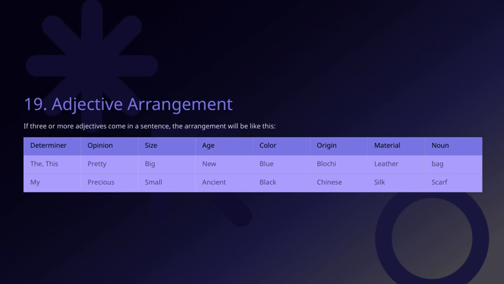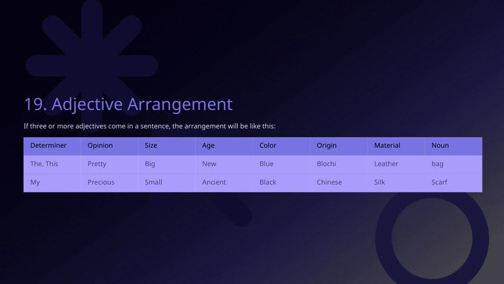Another example from the table is my precious small ancient black Chinese silk scarf. Here, the adjectives follow the same order, giving a smooth and logical flow to the description. Understanding this arrangement is crucial because it ensures your descriptions are grammatically correct and easy for others to understand. It also helps maintain consistency and clarity in your communication, especially when describing complex objects with multiple qualities.